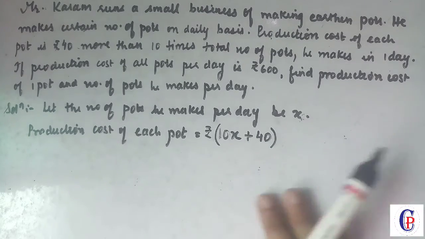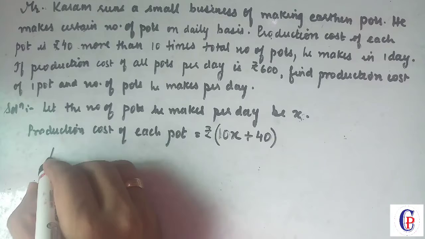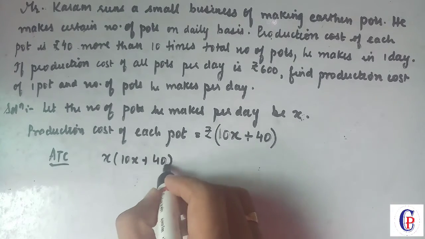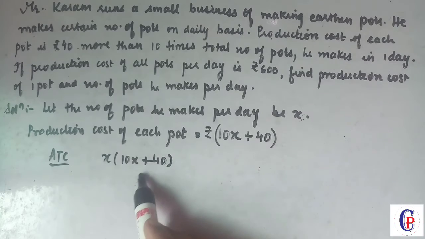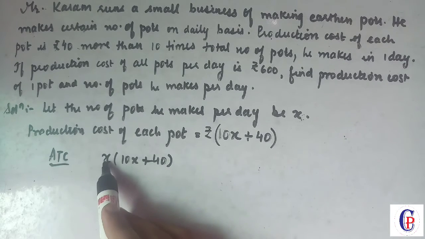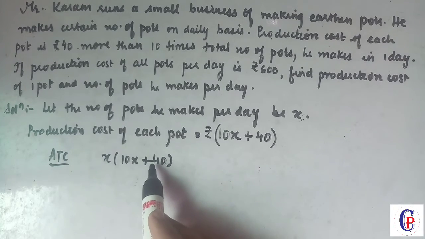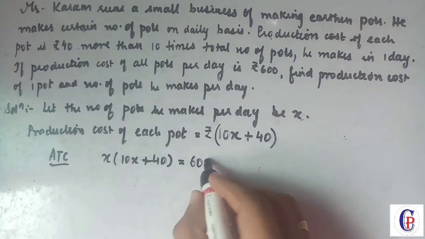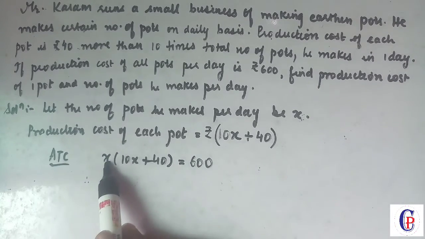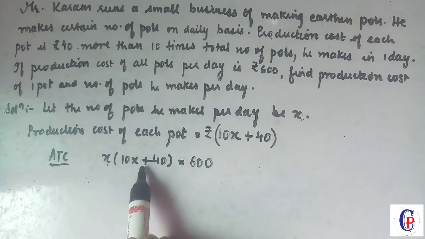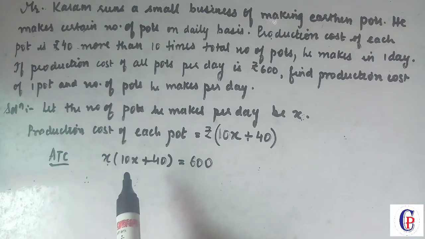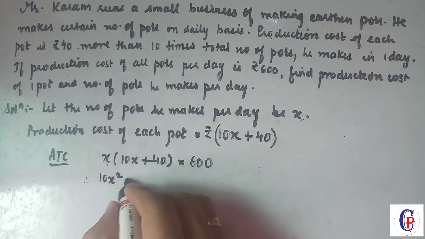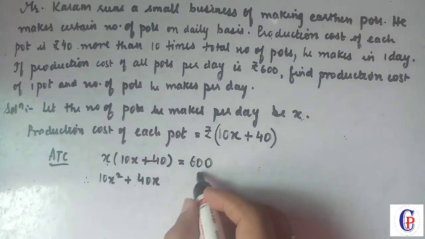So we need to multiply this according to the condition: x into (10x plus 40). Number of pots into price of one pot. This is the number of pots, and 10x plus 40 is the price of one pot. It will give you a total of 600, because this is how many pots he makes in one day, and this is the price of each pot that he makes.